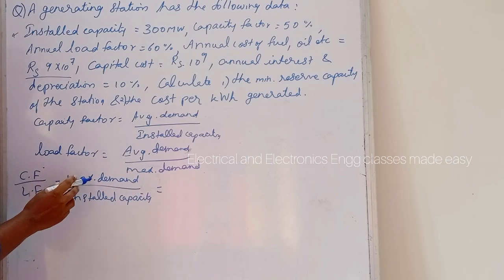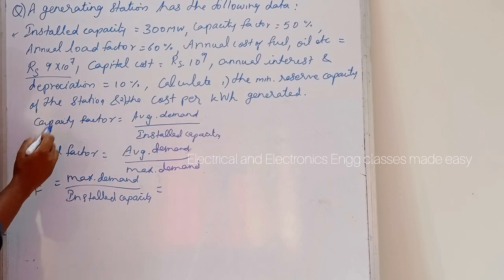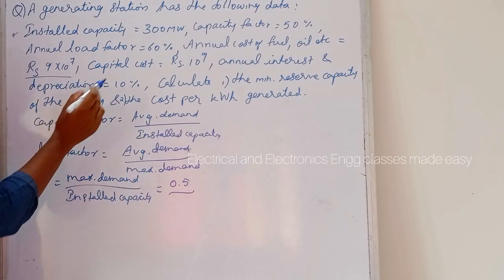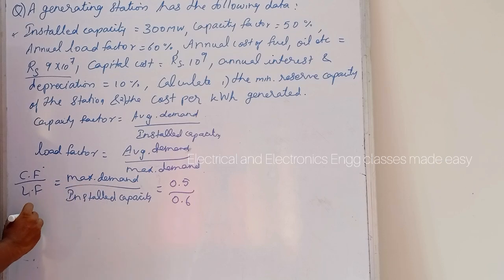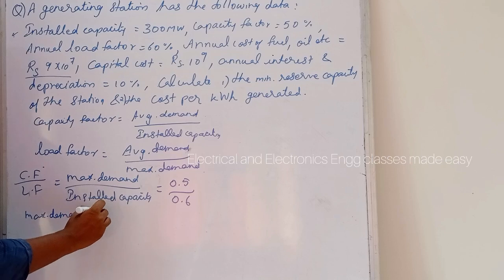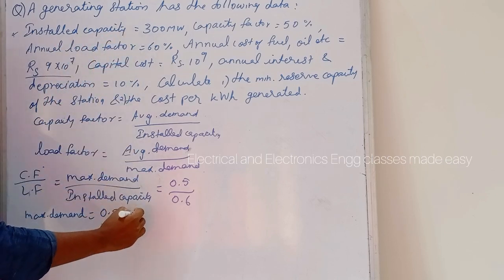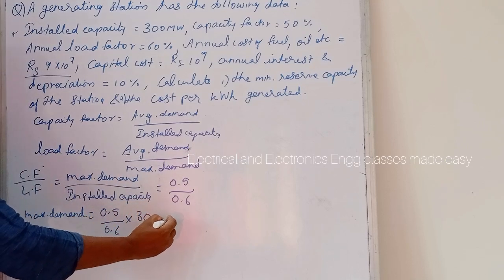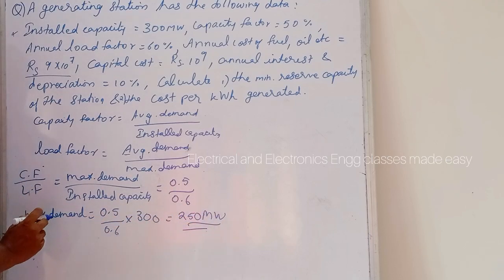And that is equal to, what is capacity factor? So capacity factor is 50%, that is 0.5, divided by load factor is 60%, that is 0.6. Then what is maximum demand? So maximum demand is equal to 0.5 divided by 0.6 into the installed capacity, that is 300, and that is equal to 250 megawatt. So this is the maximum demand.